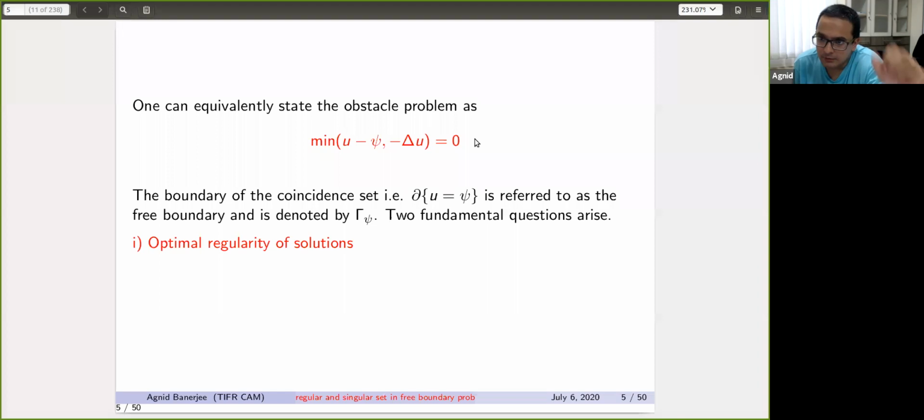And once you have settled the question of optimal regularity, you would want to understand how this interface changes. Or in the stationary case, it would not change, but you would want to know what is the regularity of this interface. So that is the regularity of the free boundary in the stationary problem.